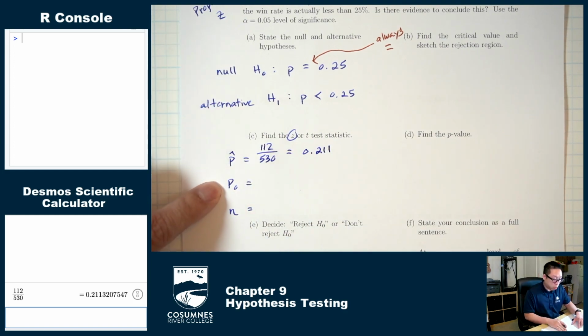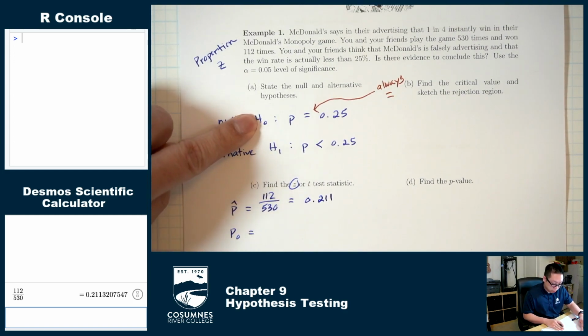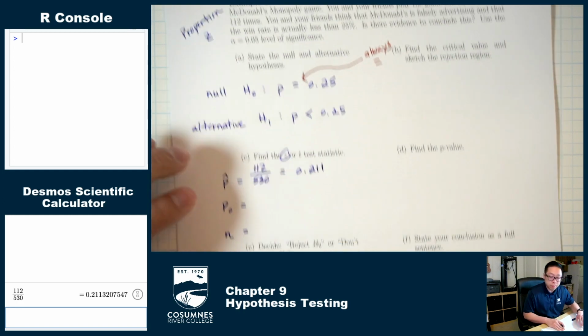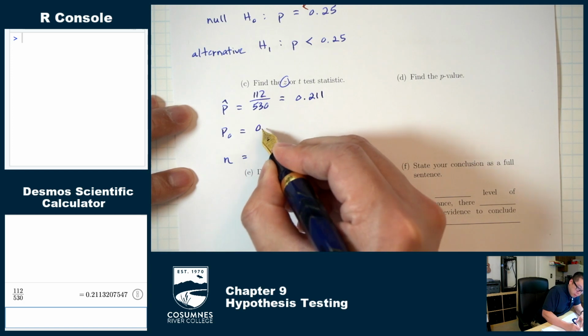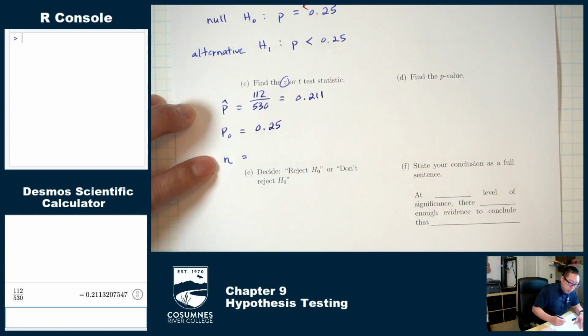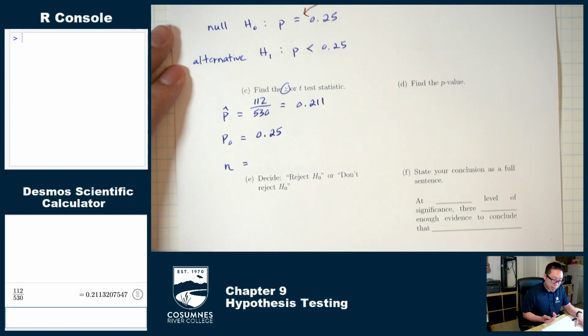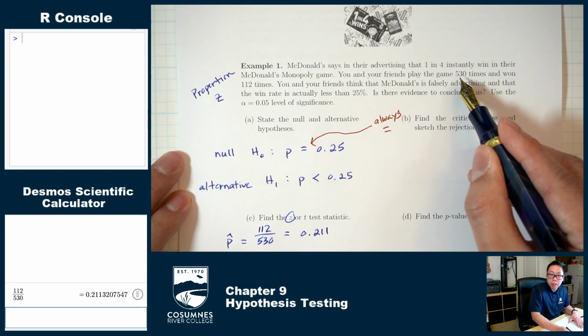P0 is the proportion that we use in our H0. So in H0 we use a proportion of 0.25. P0 is 0.25. N is the sample size. It's usually either how many people are we talking about or how many times are we doing this experiment. We played this game 530 times. That's our sample size.